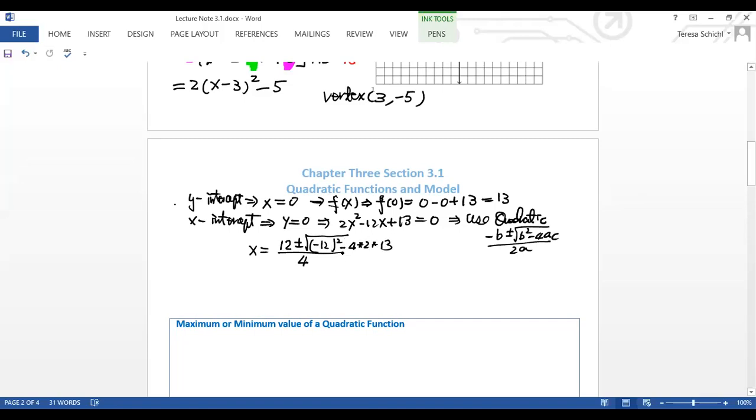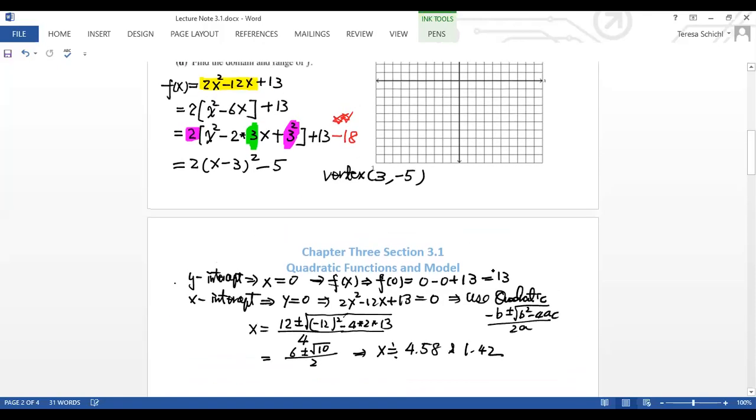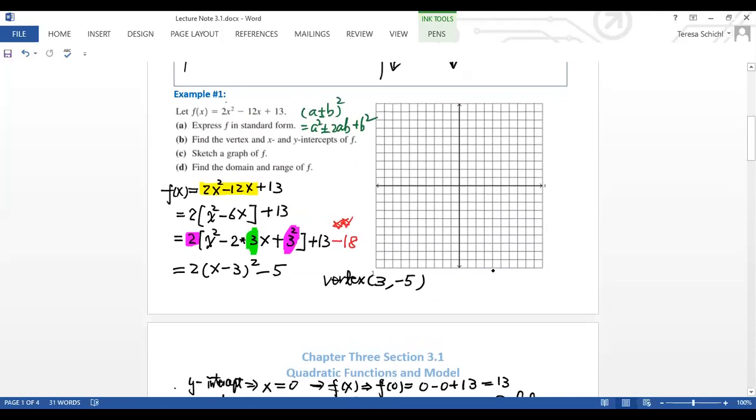If you calculate this, you will get 6 plus or minus the square root of 10, all over 2, to simplify it. So x is going to be very close to, if you just put it into the calculator, 4.58 and 1.42. Now after this, let's find the graph of f.